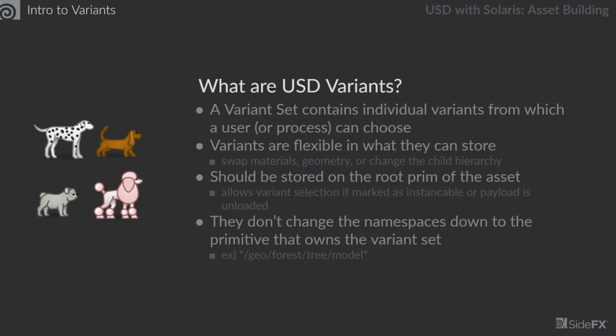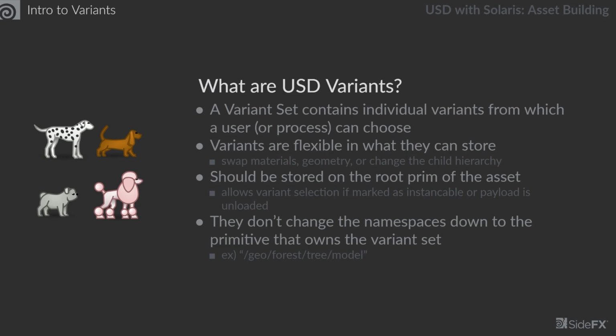Another thing we should keep in mind is that these variant sets that contain our variants should be stored on the root primitive of our asset. That just means the top level of a component that we're saving to disk is where we should save our variant set, so that if our primitives are marked as instanceable, or maybe a payload is unloaded, we're still able to change what variant we're looking at. That'll be a really important concept, and we'll see more of it as this course goes on.